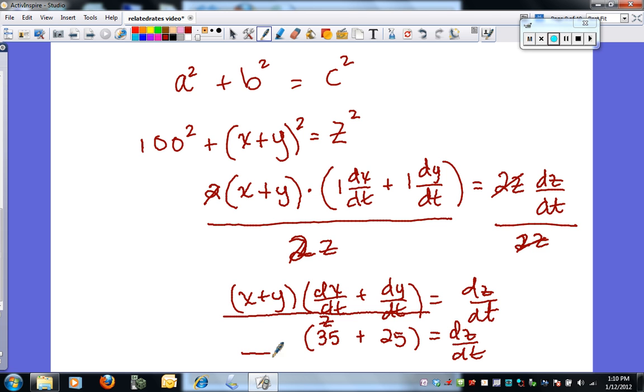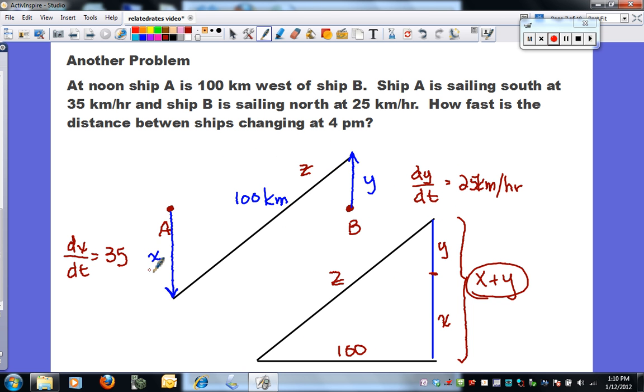But we need that x plus y, and we need our z. How are we going to get all that? Let's go back a page. We need to know this distance x. Now remember, we're trying to find this. It starts at noon, and we're trying to find it at 4 p.m. So that means these ships have been traveling for 4 hours. So how far could this have gone in 4 hours? That would be right: 35 times 4 is 140.